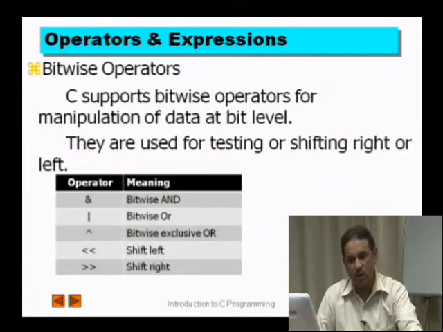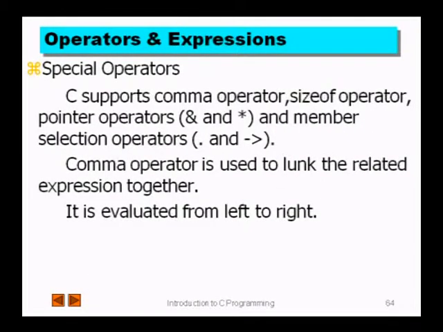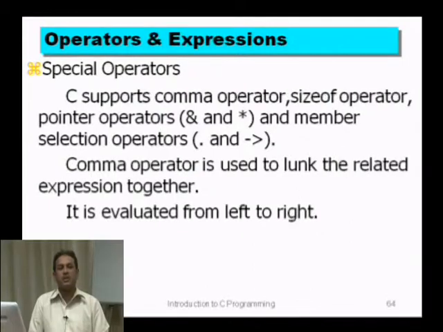Those are the bitwise operators. Then the next one we have is the special operators. There are 4 special operators available in C. The first one is the comma operator, then the sizeof operator, then the pointer operators, that is ampersand and asterisk, and the member selection operators, that is the period and the arrow operator. Right now we will be discussing 2 operators, the comma operator and the sizeof operator. The comma operator is used to link related expressions together.